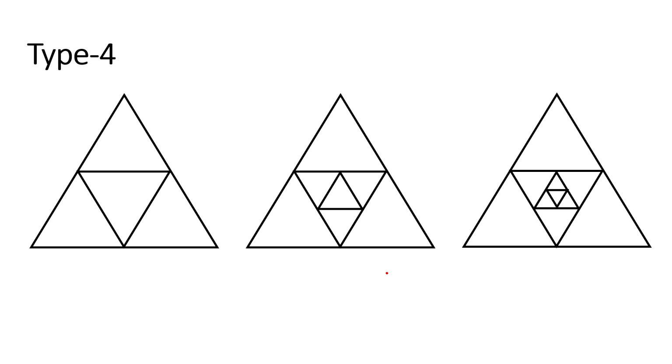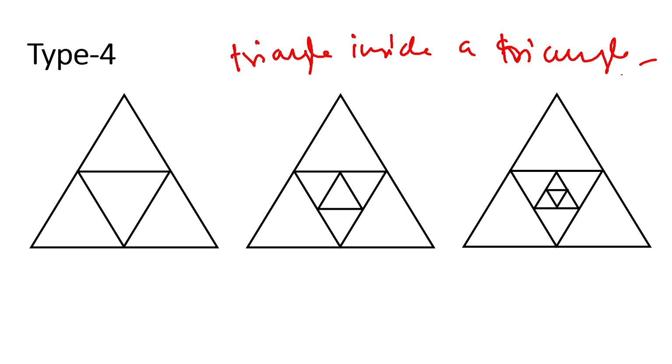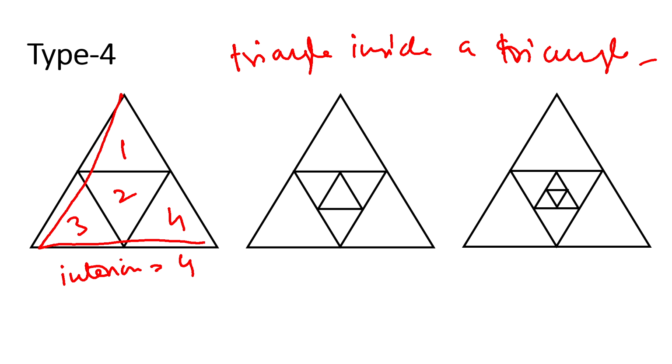So type 4 we have when there is a triangle inside a triangle. Okay, so in the first one we can see 1, 2, 3 and 4. So there are 4 triangles inside of it. So interior we have 4 triangles and outside we have only 1 triangle. So exterior we have 1. So this becomes 5.